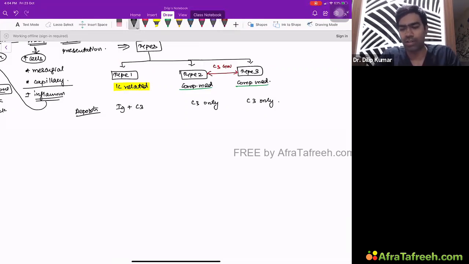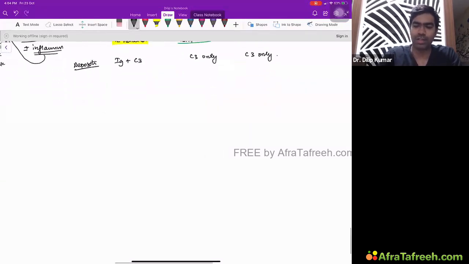Type 2 and type 3 are also referred to as C3 glomerulonephritis or C3 related glomerulonephritis. That's how they call it. But in reality, don't use these kinds of terms. They will have only C3, and that is the reason why they're called C3 glomerulonephritis. They don't have any immunoglobulin deposits at all in the first place. So let us see the etiology.